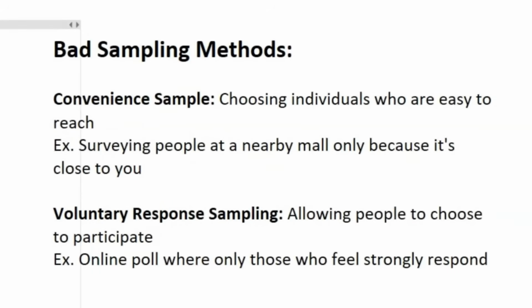All right, so we're going to talk about some bad sampling methods. Convenience sample is where you basically choose people who are easy to reach, easy to access. An example of that is surveying people at a nearby mall only because it's close to you.